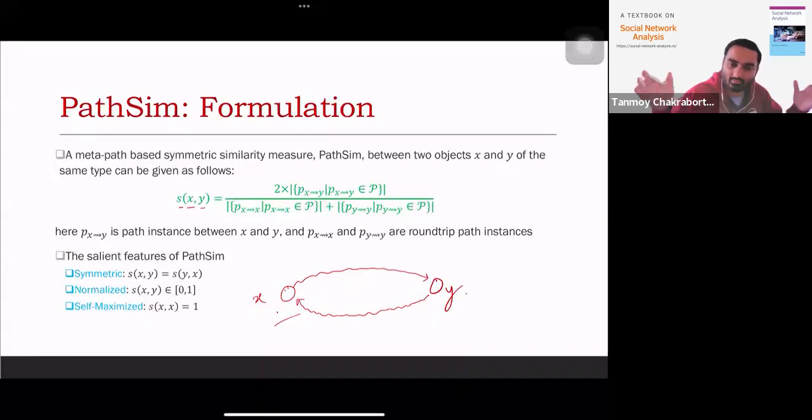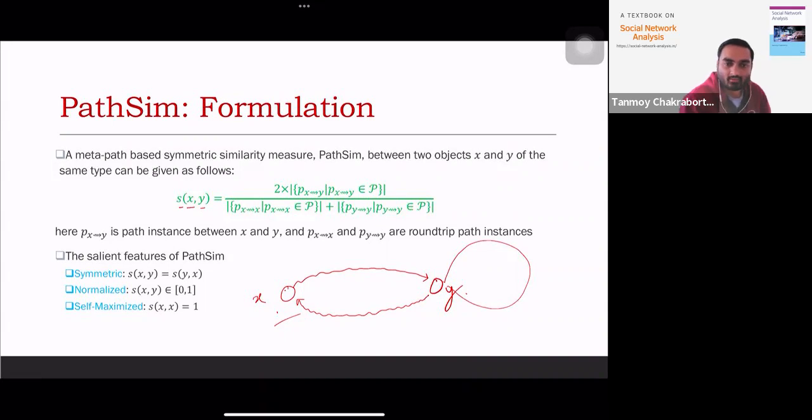So there are two independent round trip metapaths. X has its own round trip metapath. X can have a round trip metapath from X to X via Y. X can have another round trip metapath through X to Z to X. Another round trip metapath from X to P to X. Similarly, Y also can have another round trip metapath via A, via B, via C.